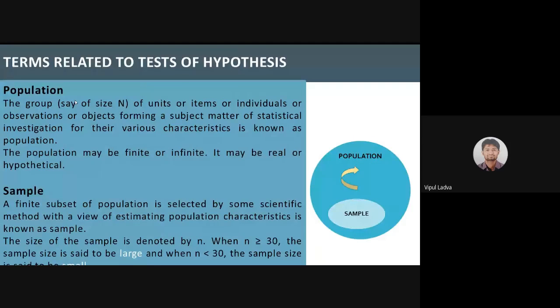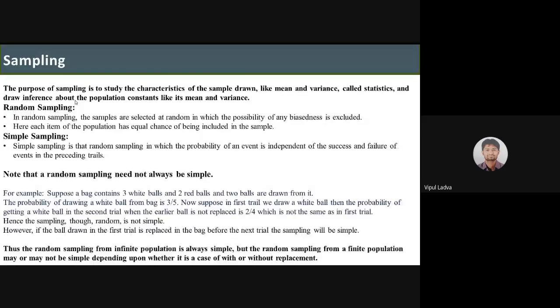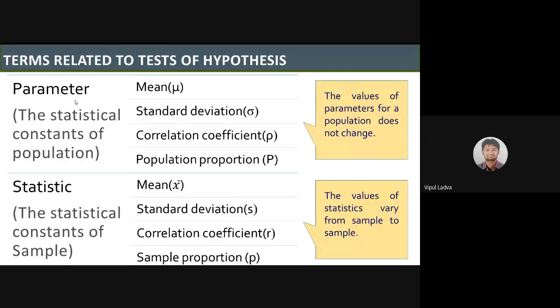And after that, I had given some information related to parameters and statistics. The statistical constant related to the entire population will be known as a parameter. We will label all statistical constants that belong to the entire population as parameters, and the same statistical constant for the sample, we are going to label as a statistic. So we need to have different labeling. The mean of the population will be labeled as mu. The mean of the sample, you are going to label with x bar.